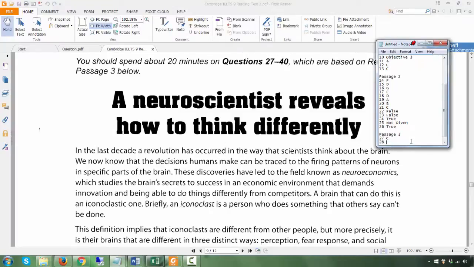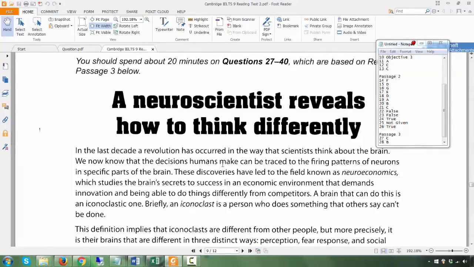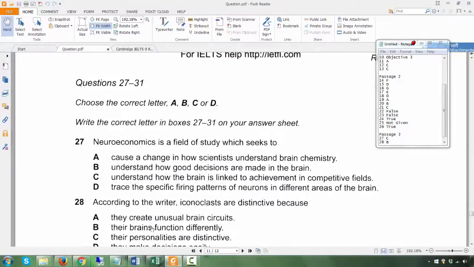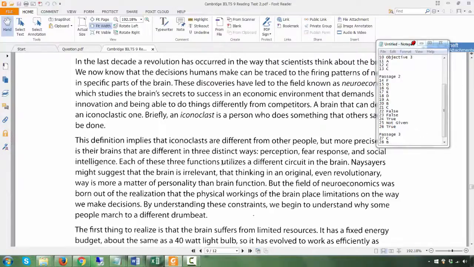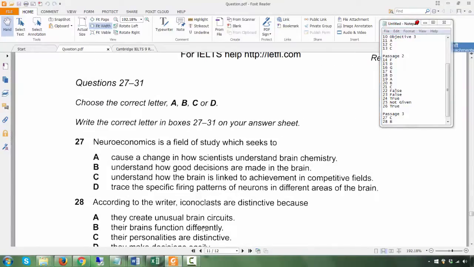28. The question, according to the writer, iconoclasts are distinctive because, that will be B, their brains function differently. Okay, but more precisely, iconoclasts are different from other people, but more precisely, it is their brains that are different. So their brains function differently.